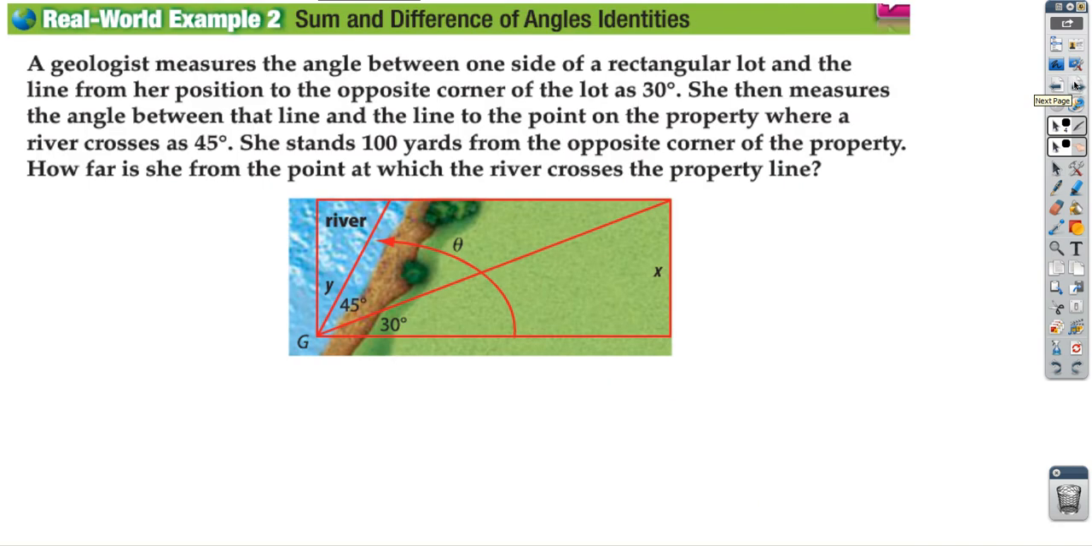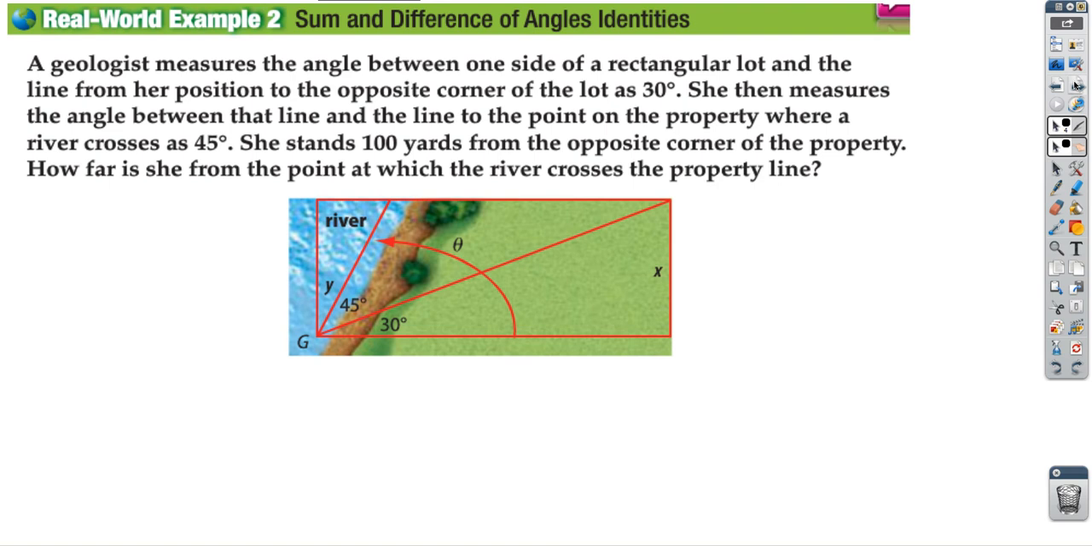All right, here's a kind of a word problem. It says a geologist is measuring the angle between one side of a rectangular lot and the line from her position to the opposite corner is 30. So you can see that picture in the diagram right there. She then measures the angle between that line and the line on the point of the property where a river crosses as 45. So you can see that 45.